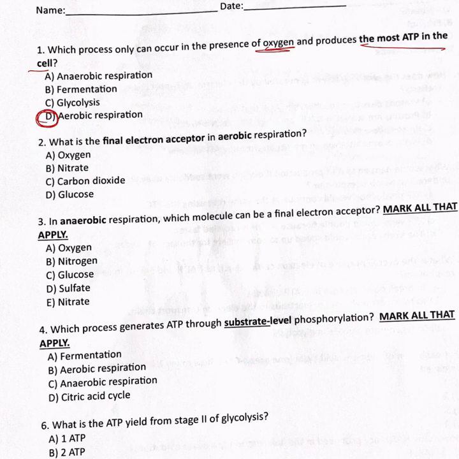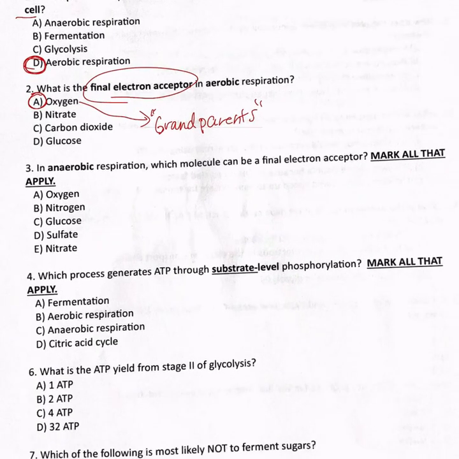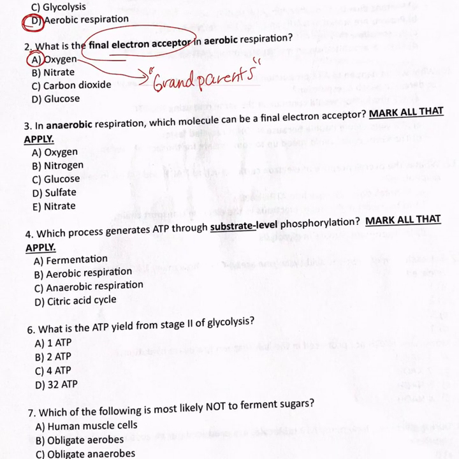Number 2, the final electron acceptor in aerobic respiration, meaning at the end of the electron transport chain in the cell membrane of bacteria. Oxygen would be the final acceptor of electrons when they go into the electron transport chain from NADH. So remember, these were like the grandparents that picked up the electron kids, if that analogy helped you. Oxygen is the grandparents.